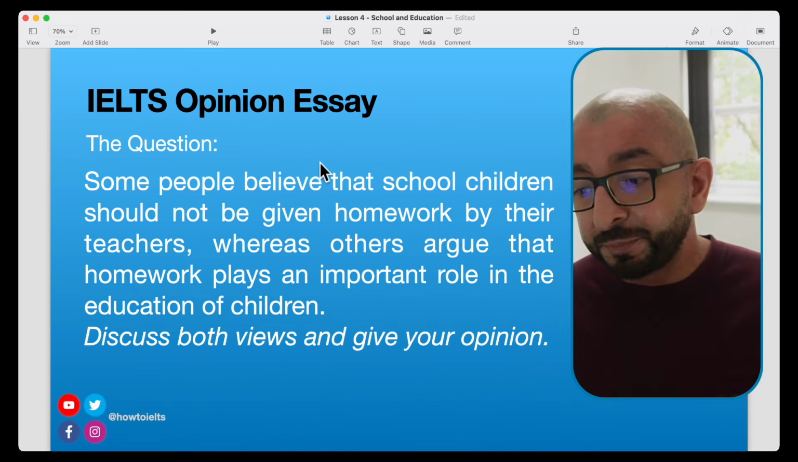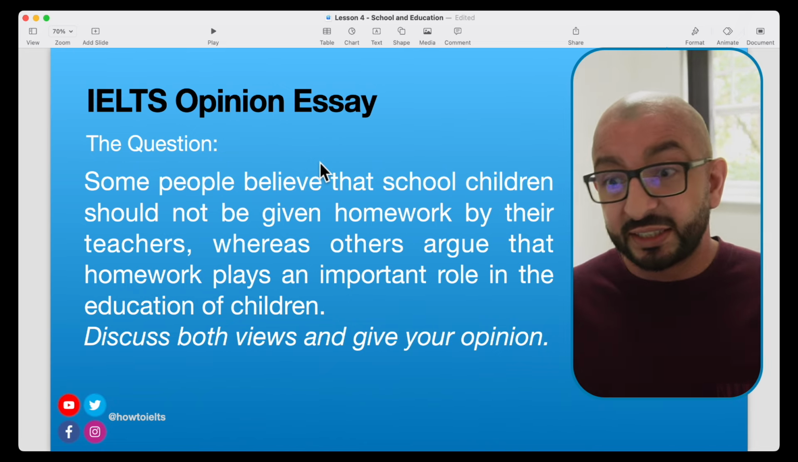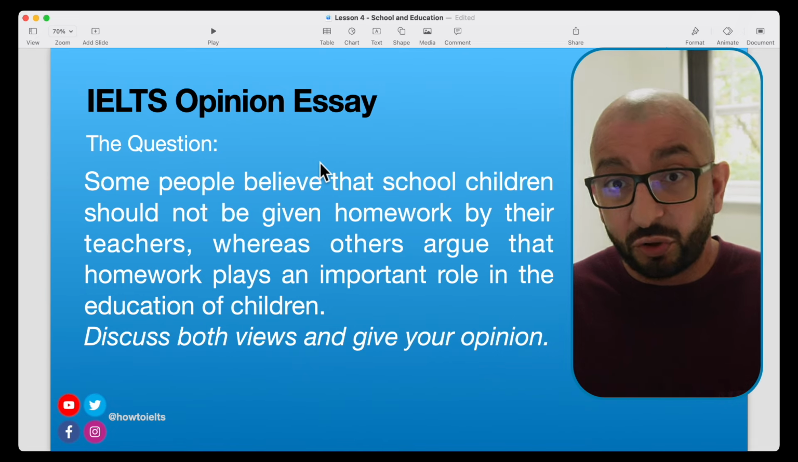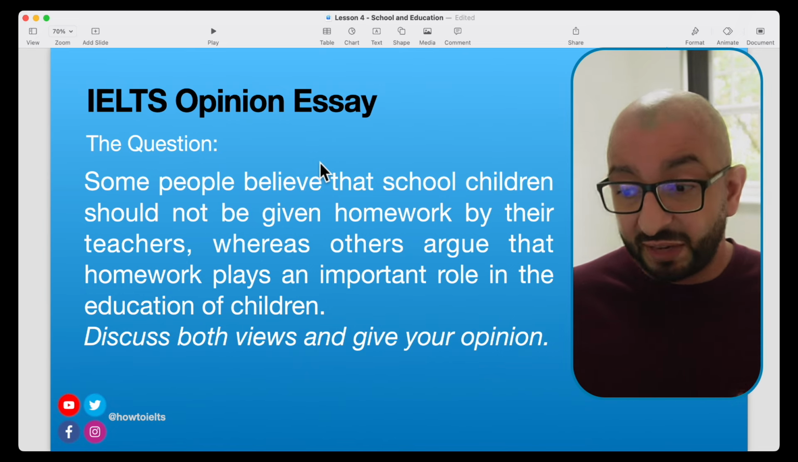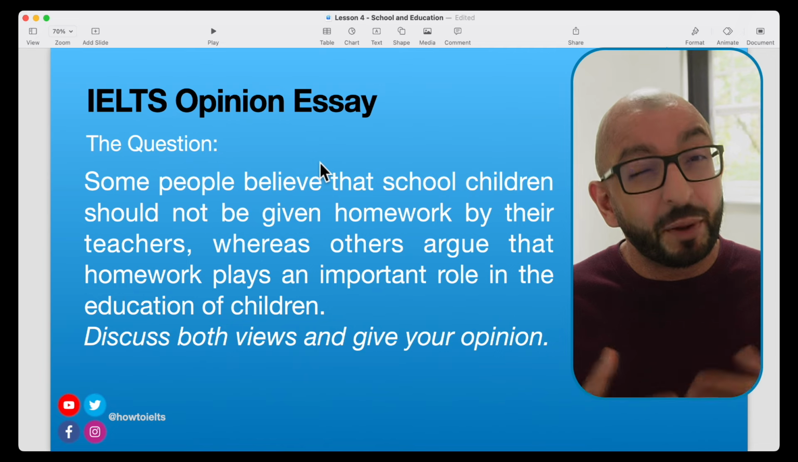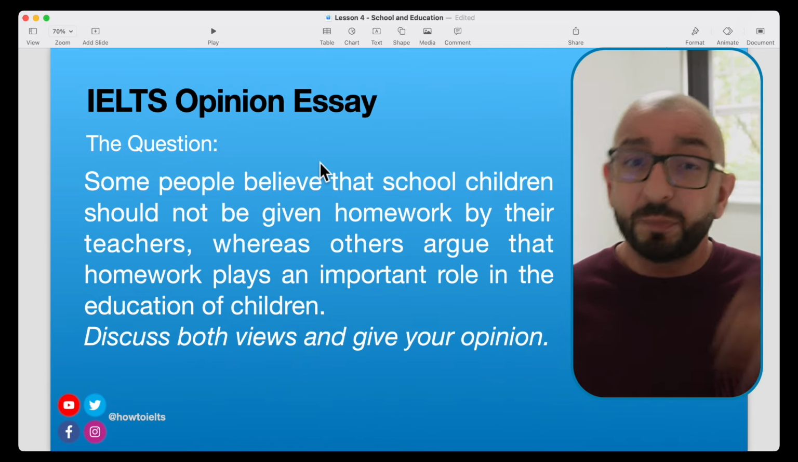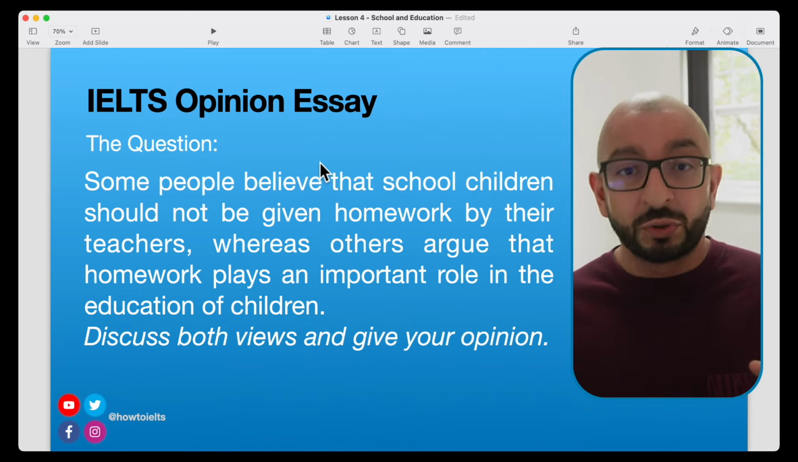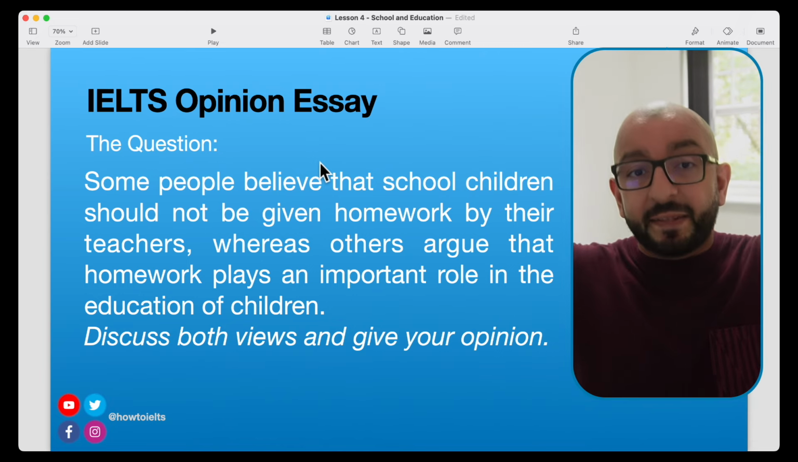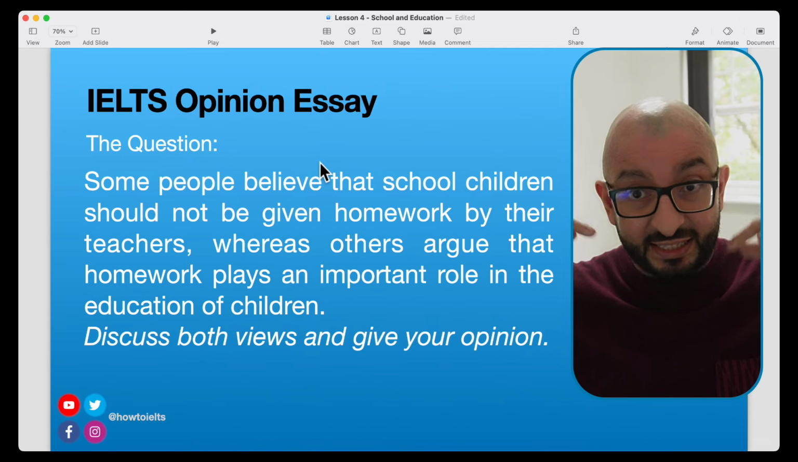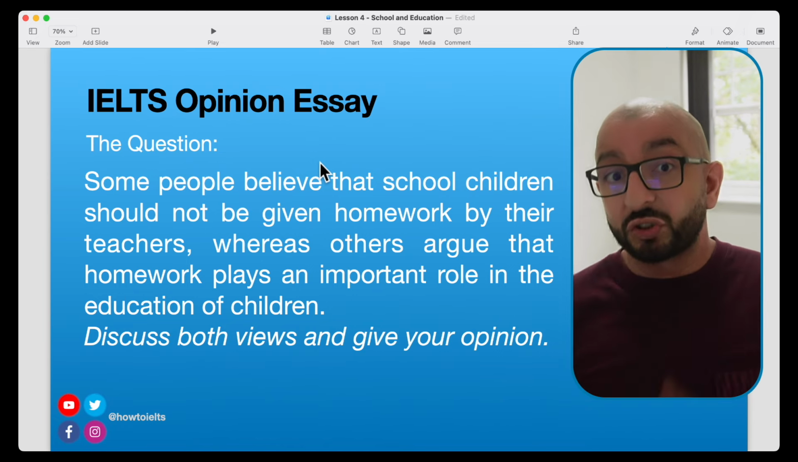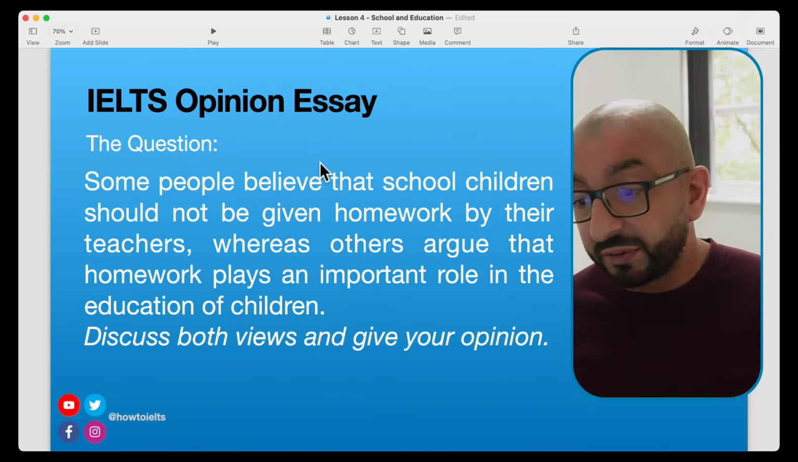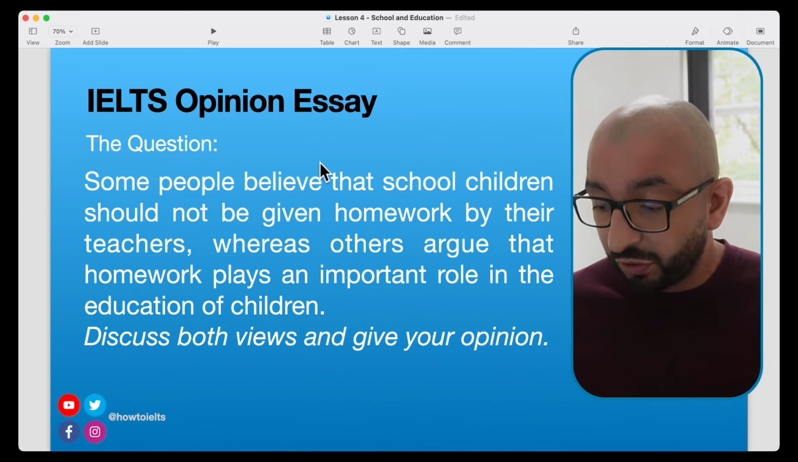So this question here is 2 sentences. The first sentence is called a statement sentence, so it's giving us a fact or a bit of information. It's saying some people say that homework is good, whereas other people say it's not so good. That's our statement. And then the second sentence is the task itself. It's your instructions. So the instruction here is discuss both views and give your opinion.